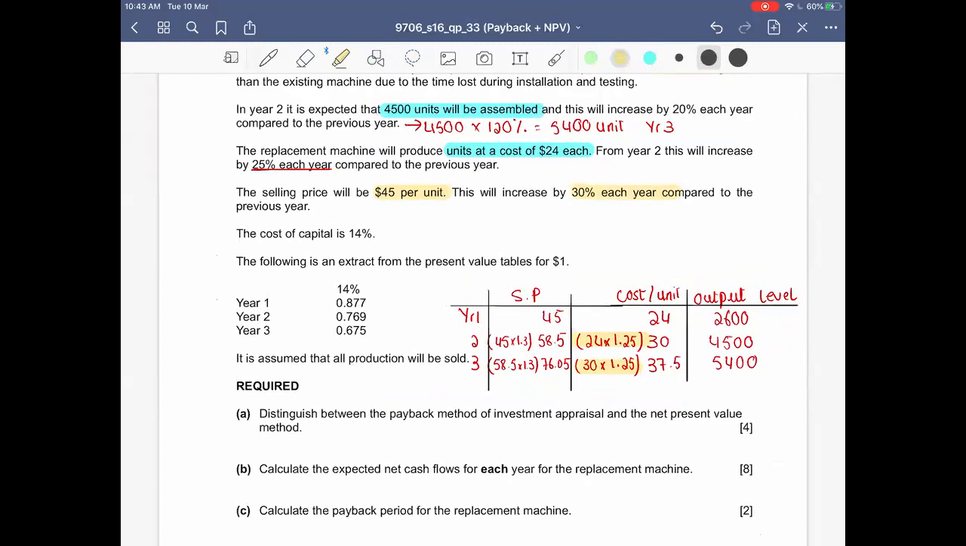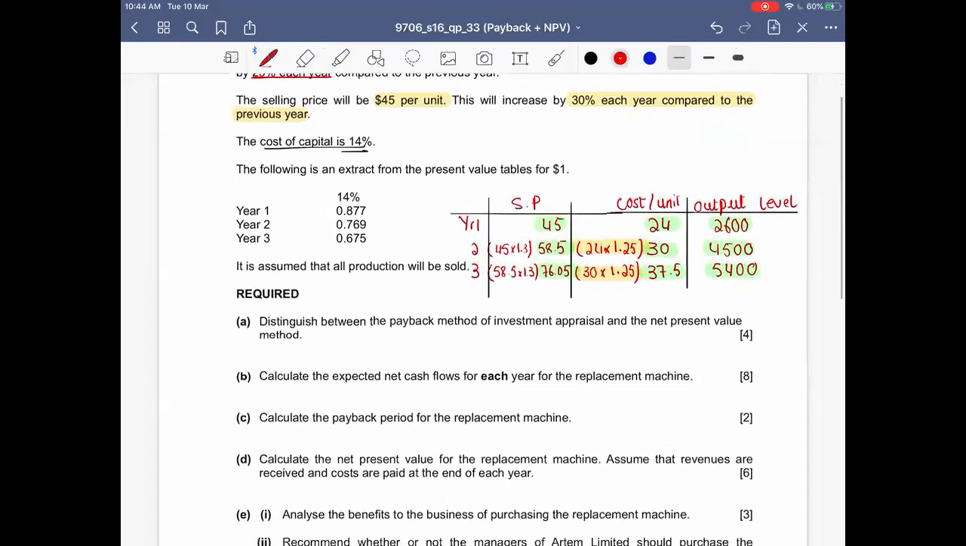Distinguish between the payback method of investment appraisal and NPV. Right now, we need to distinguish between the payback method of appraisal and net present value. So let's discuss this.